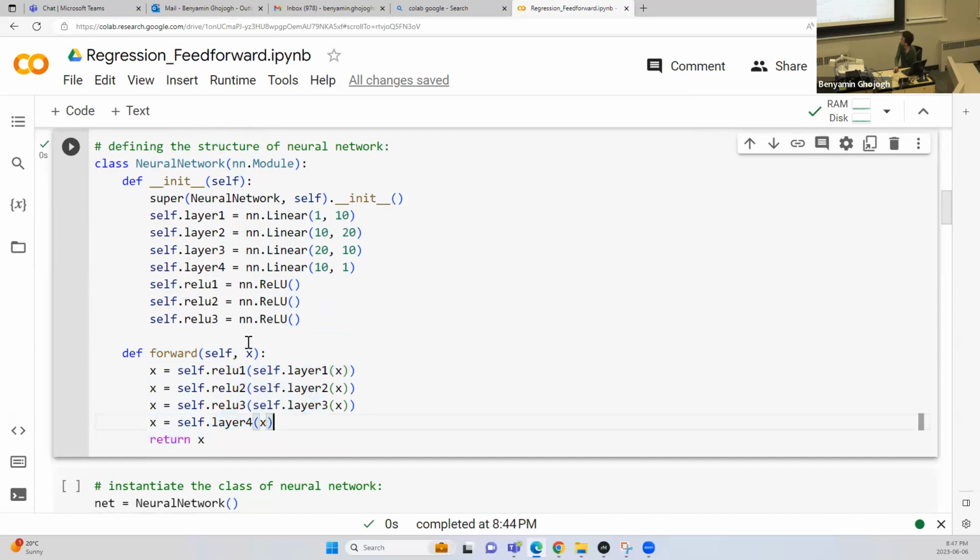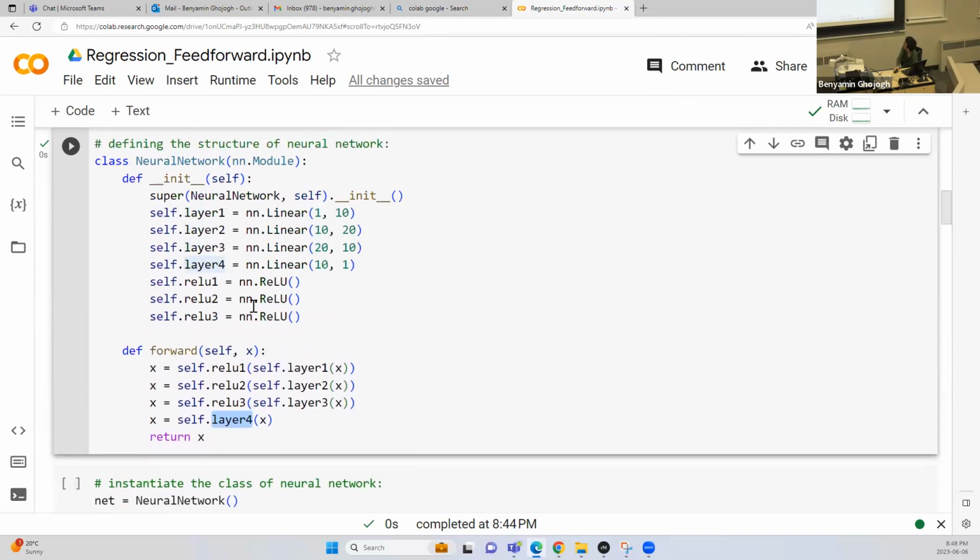So here I say, get the input x. Then pass it to the function self.layer1, then pass it to the function ReLU1, then get x again. What does it mean? Feed it to layer 1, feed the output of layer 1 to ReLU1, then this gives me x. Then this new x is fed again to the next layer, layer 2, then ReLU2, x, then layer 3, ReLU3, x. Then at the fourth layer, I don't use any activation function. Why? Because I want to do regression and it's unbounded. If it's bounded, then I can use, for example, sigmoid or hyperbolic tangent activation function, but it's unbounded, so I don't use any activation function and return x.